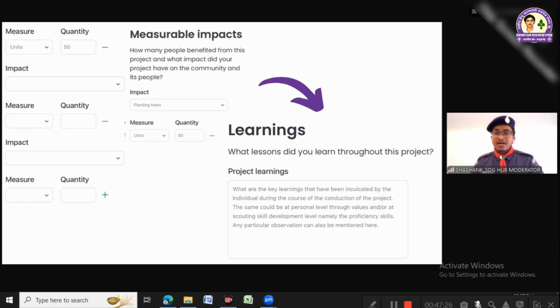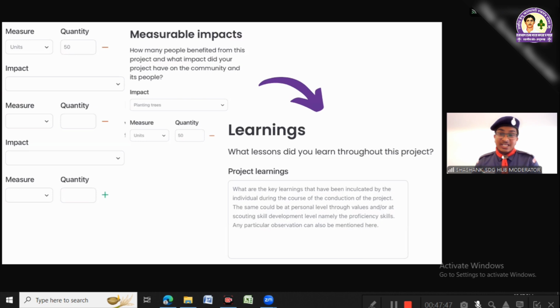So this is one more crucial content that we will be looking forward for. What have you learned from this project? It could be teamwork, it could be time management, it could be resource mobilization, it could be taking legal permissions. All of these are some of the things that you can mention here.